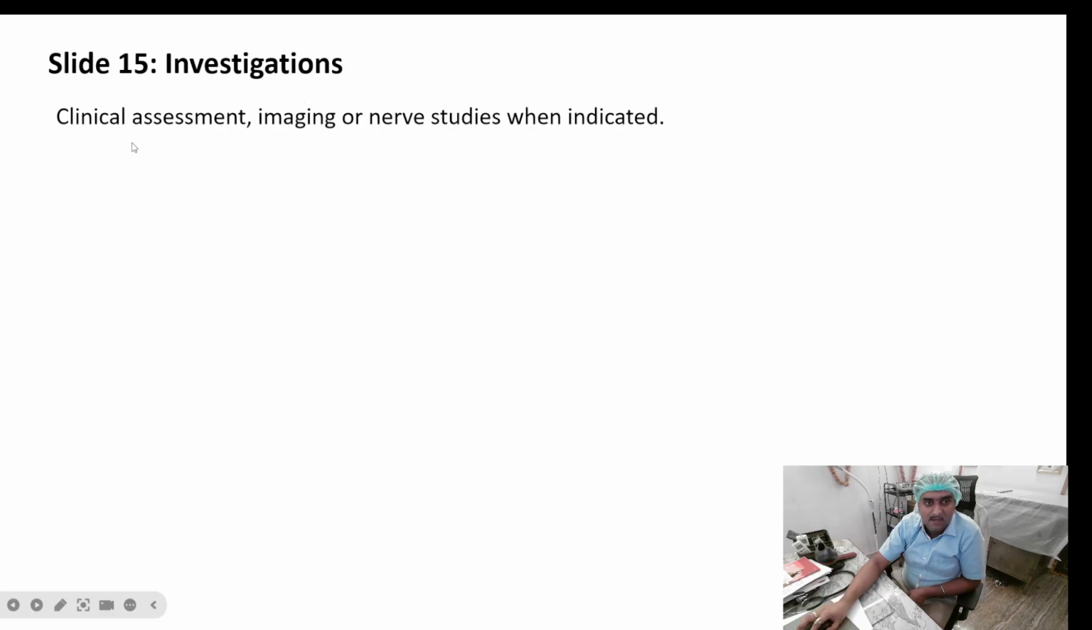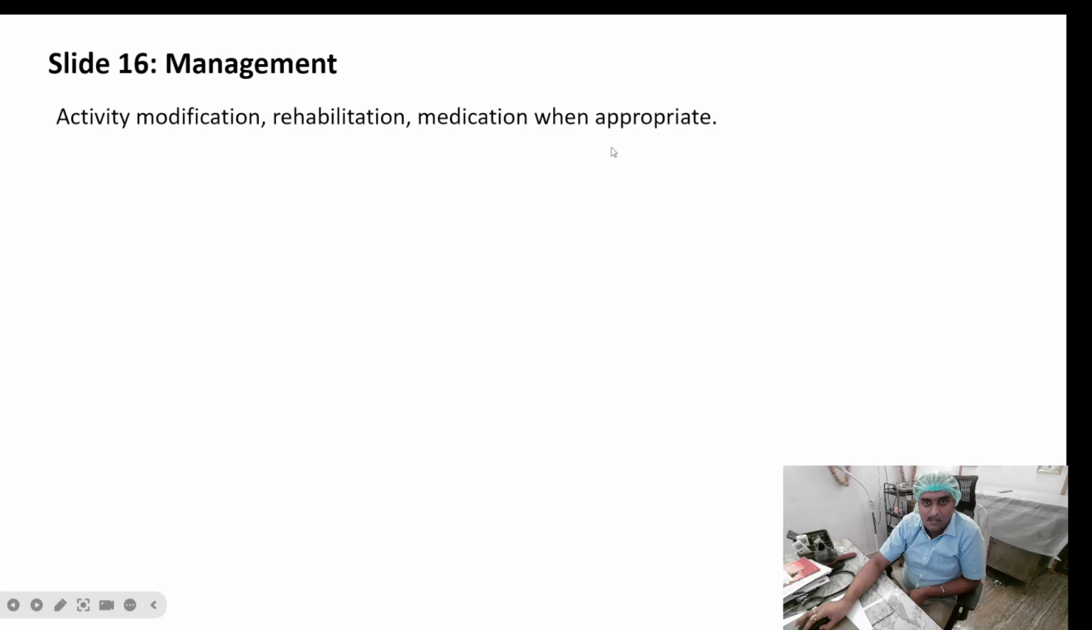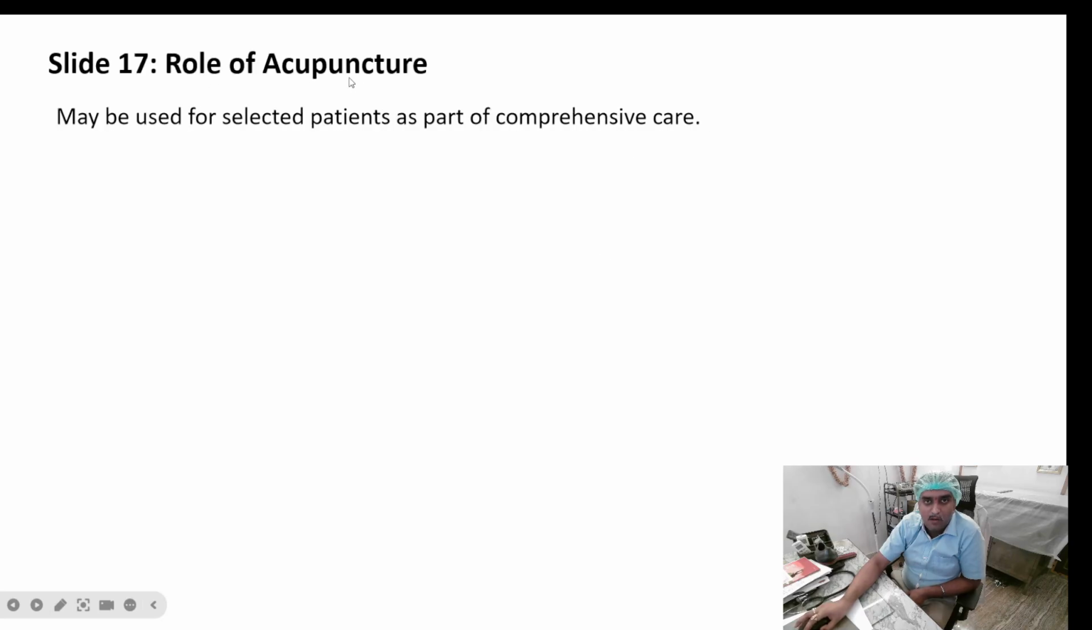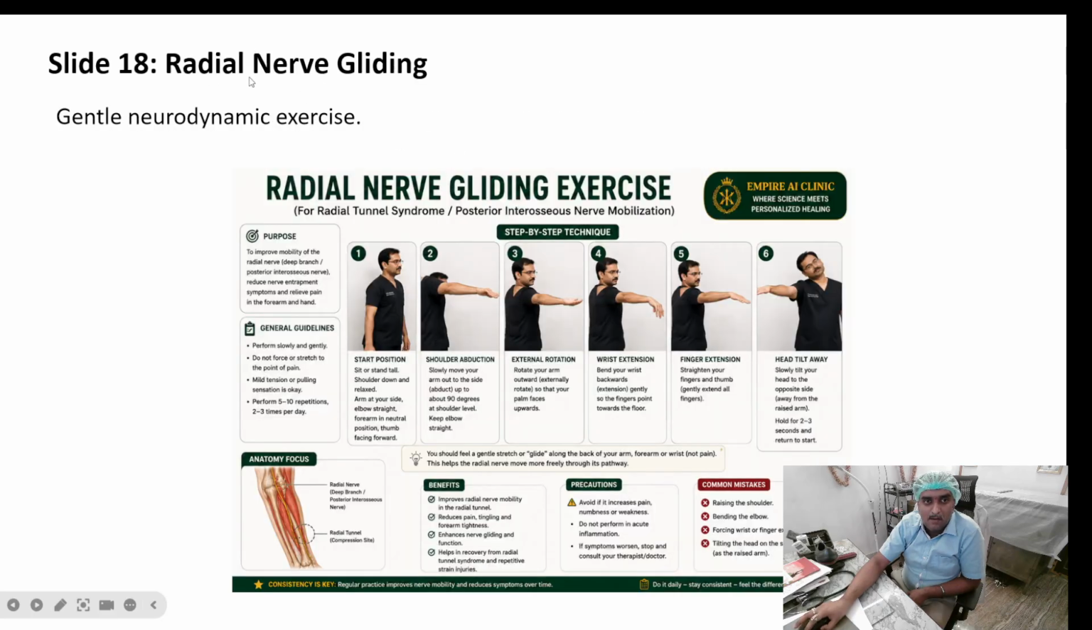Investigations include clinical assessment, imaging, or nerve studies when indicated. Management includes activity modification, rehabilitation, and medication when appropriate. Acupuncture may be used for selected patients as part of comprehensive care. Radial nerve gliding: gentle neurodynamic exercises.